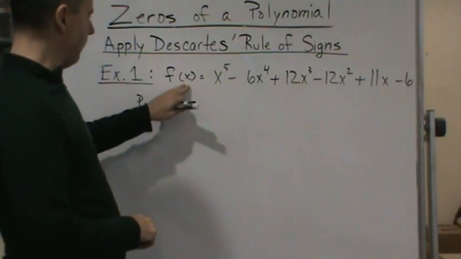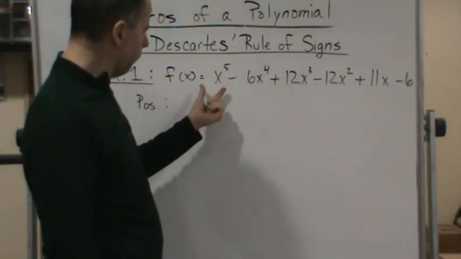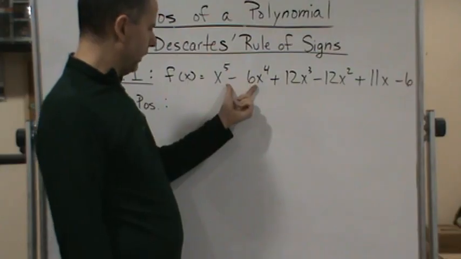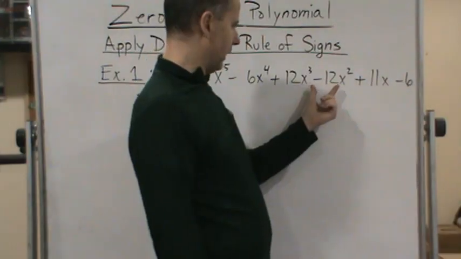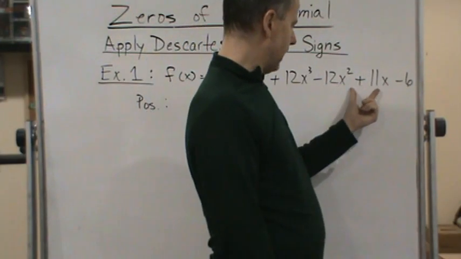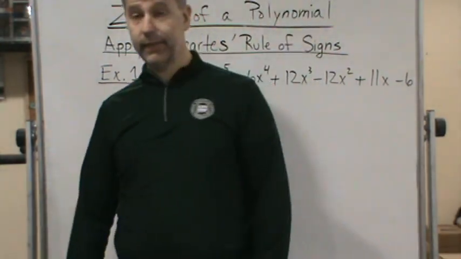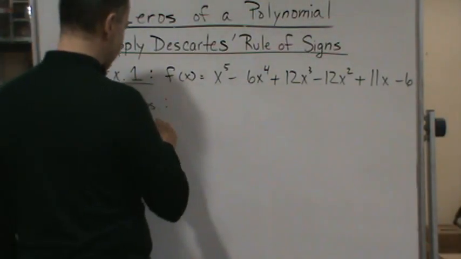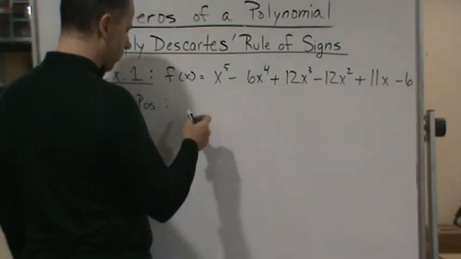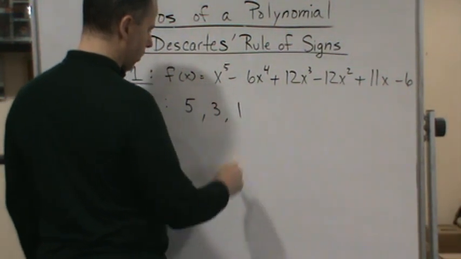What I'm going to do is take f of x and count all the sign changes. So here we go from positive to negative, that's 1. Then back to positive, that's 2. Back to negative, that's 3. Back to positive, that's 4. Back to negative, that's 5. So there are 5 sign changes here. That means the number of positive real roots is either going to be 5, 3, or 1.